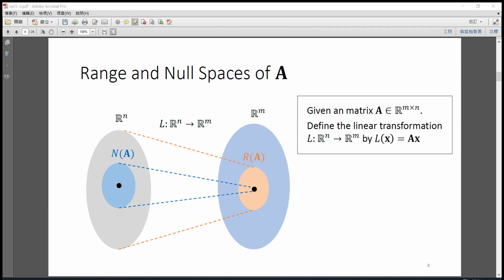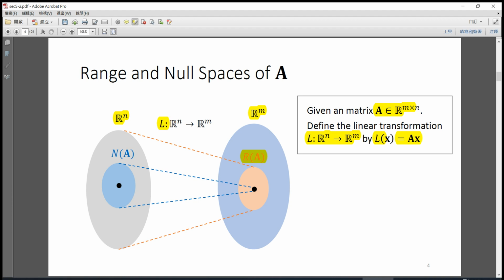Given a matrix A of dimension m times n, we can define a linear transformation L(x) as Ax. Then L is a mapping from R^n to R^m. And we know that the column space of A is a subspace in R^m because each column vector of A is in R^m, and the range space of A is the image of R^n under the linear transformation L.